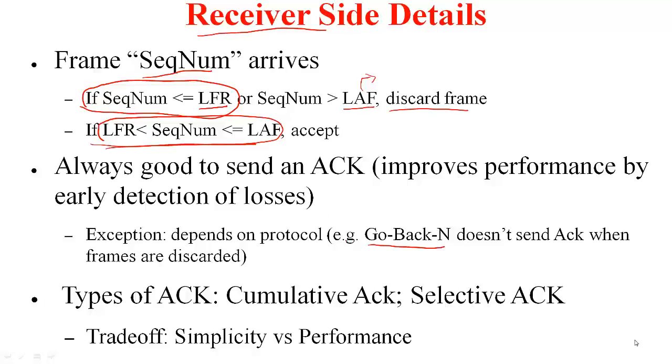Now, if you decide to send an ACK, and as I said, it is always good to send an ACK, what should the ACK contain? Now, there are two types of ACK, cumulative ACKs and selective ACKs. Cumulative ACKs are simple, but they have certain performance issues. Selective ACKs are slightly more complex. At both the receiver and the sender side, it tends to increase the complexity, but they improve the performance. So let's see what I mean by these ACKs.